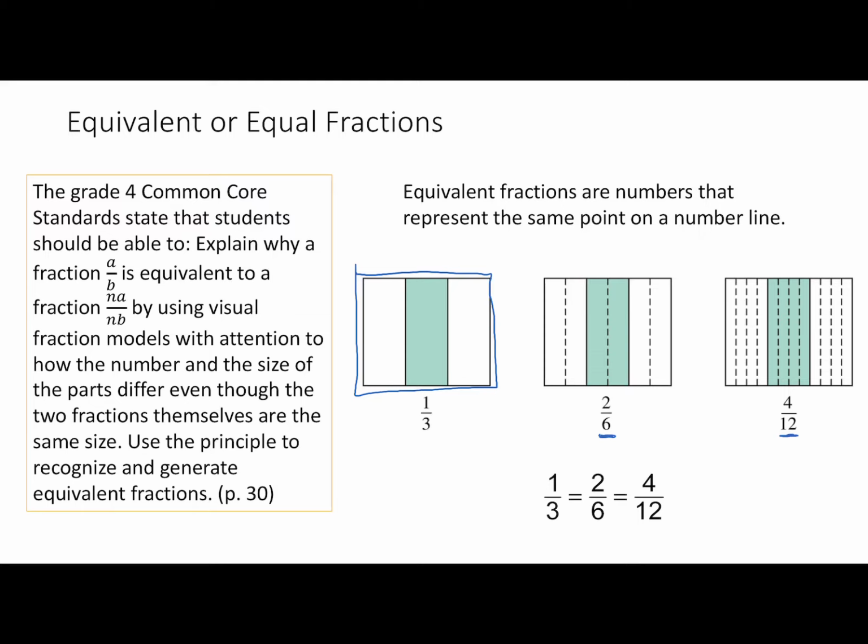So looking at the picture, students should recognize that each of those green shaded strips represents the same size, even though they are rectangles that have been broken into different size pieces. And so they should be able to conclude that 1/3 is equal to 2/6 is equal to 4/12.